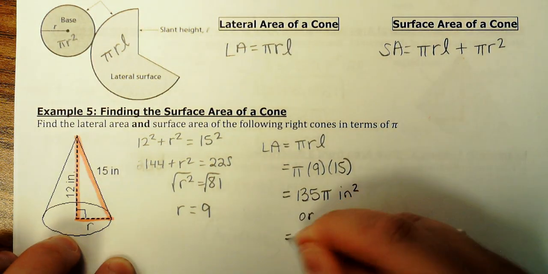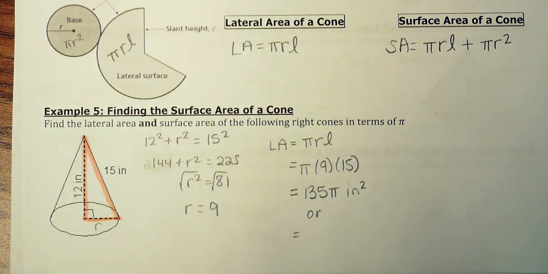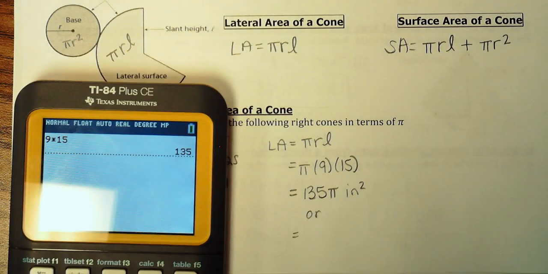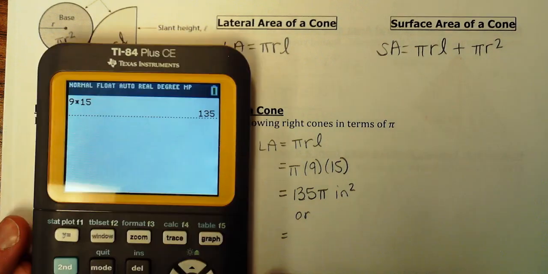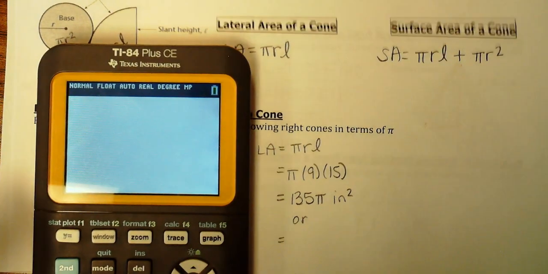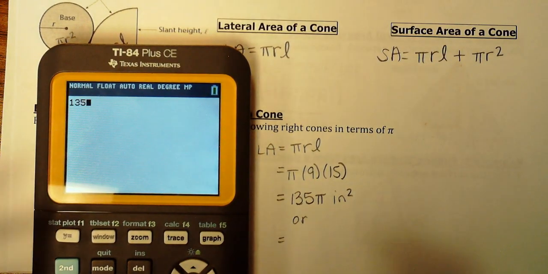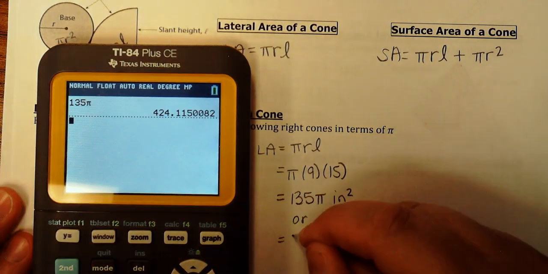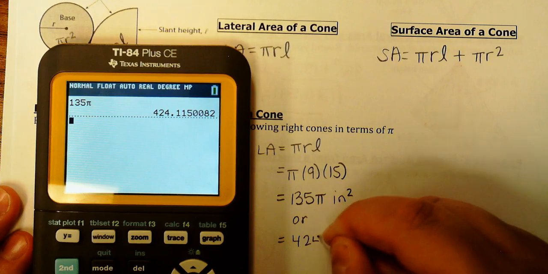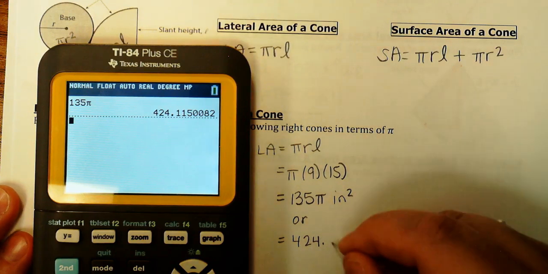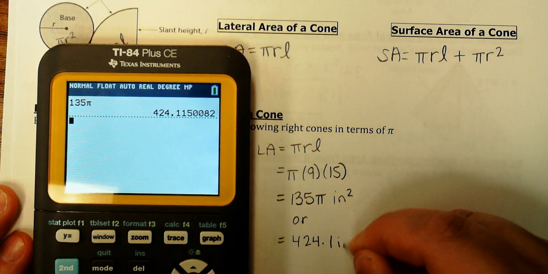Now, if they ask you, let's say, to round to the nearest tenth, I know the question says leave it in terms of pi, but I just want to show you both. So let's say it said round to the nearest tenth. Just type that 135 and your pi button. And so if it asks you to round it, I would say this would be about 424.1, and it's still inches squared.